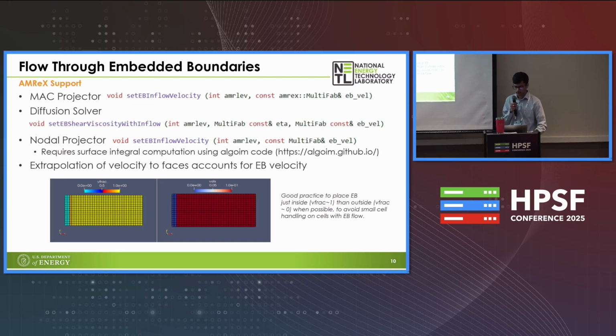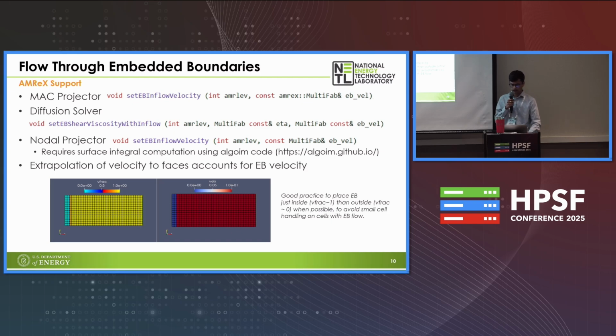And the nodal projector also needs to account for the divergence coming from the EB velocity. This one is a little more involved, as we need to pre-compute surface integrals, and this is done only when EB flow is enabled. And finally, when extrapolating velocity to faces, we also need to account for the EB velocity.